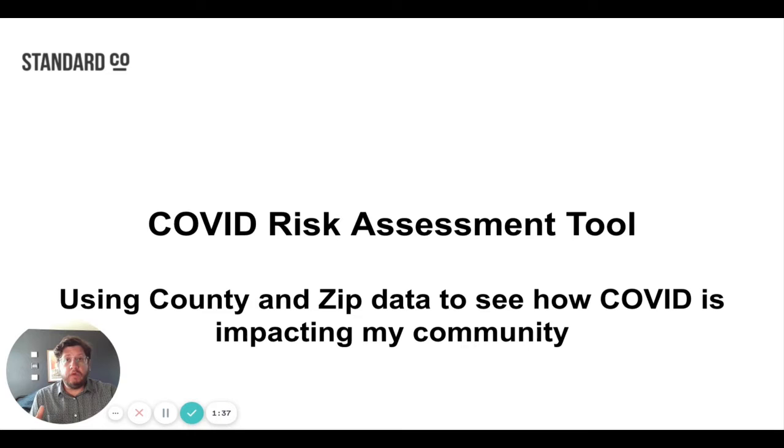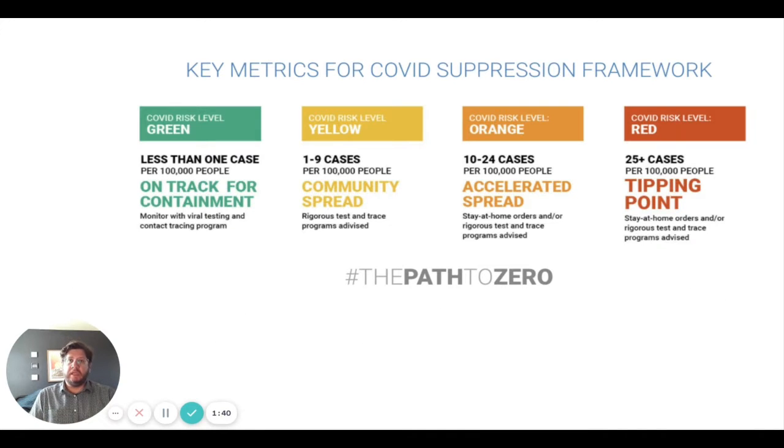So what we're going to use to actually build the risk assessment tool is a framework created by the Chan School of Public Health at Harvard, which basically says that there's sort of four risk levels. Green is 0 to 1 cases per 100,000 over the previous 7 days. Yellow is 1 to 9, orange is 10 to 24, and red is 25 or more. Now, using this framework, we're going to create a tool that shows you in your zip code where you are in this matrix. Are you in green, yellow, orange, or red?